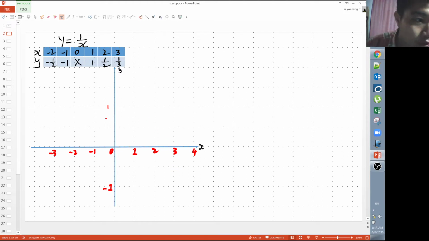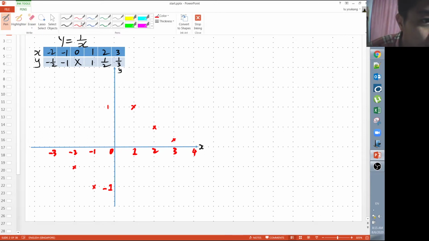Alright, so once you have labeled your y-axis and your x-axis, what you need to do is plot the points out. So when x is -2, it should be -half, so somewhere here. -1 and -1, so it should be here. So 0, undefined, no. 1 and 1, 2 and half, 3 and 1/3. 1/3 is somewhere here. Okay, so if you need more points, of course go ahead. If not, I think you can start to sketch.